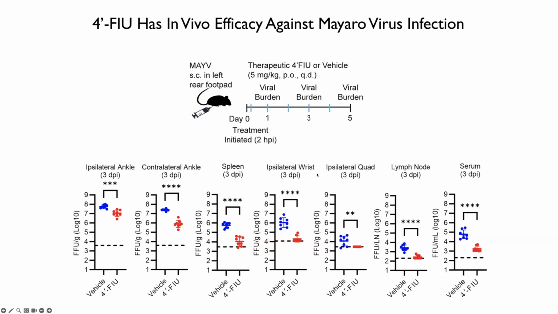And as I'm showing you here, these are viral tissue burdens at 3 days post-inoculation. Similar to the chikungunya virus studies, we find that mice treated with 4' FLU had greatly reduced viral burdens in a variety of different tissues compared with the vehicle-treated mice, indicating that this compound has in vivo efficacy not only against chikungunya virus, but related alphaviruses, which was consistent with the studies done in Margaret's group in the cell culture experiments.